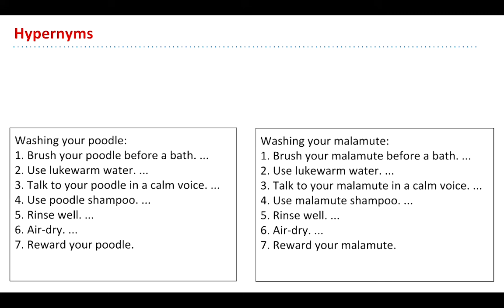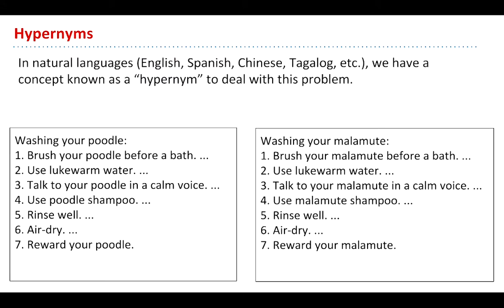Okay. So, of course, in English, we have this notion of categorical words, right? So whether you speak English, Spanish, whatever else. We have a concept known as a hypernym in English to deal with this situation. So the word dog is a hypernym of poodle or Malamute or Yorkie. It's a word that specifies a category that all these other things are.